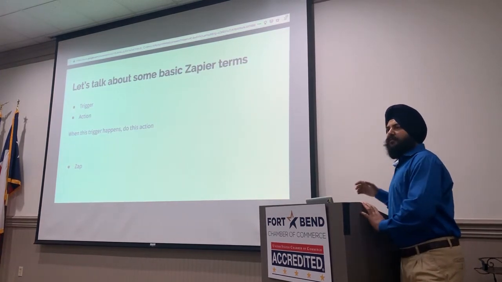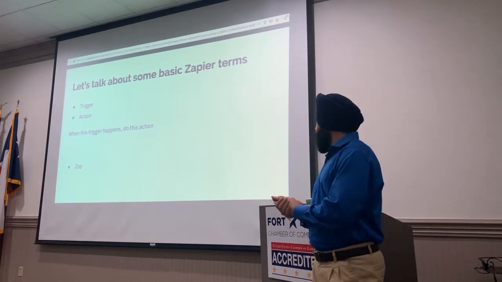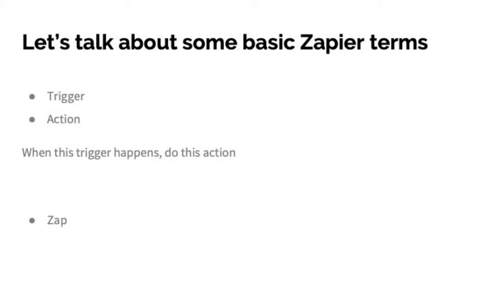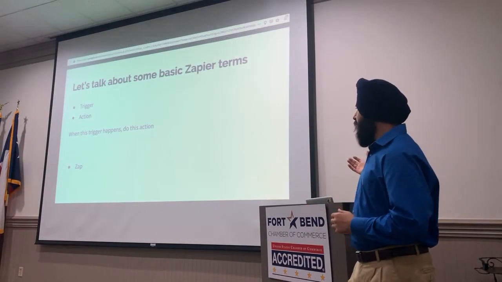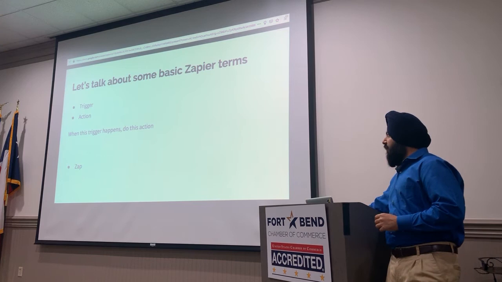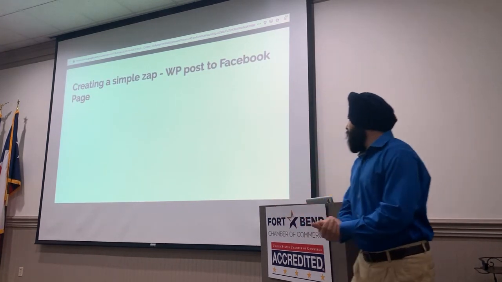All right. So there are a few basic terms in Zapier before starting. There are two basic things: trigger and action. Trigger is something that triggers, that calls it, and action is something that is done. So when this trigger happens, do this action. That's a simple term. And the combination of triggers and actions is called a zap. So in the next session, I'll be creating a zap with a trigger and with an action.